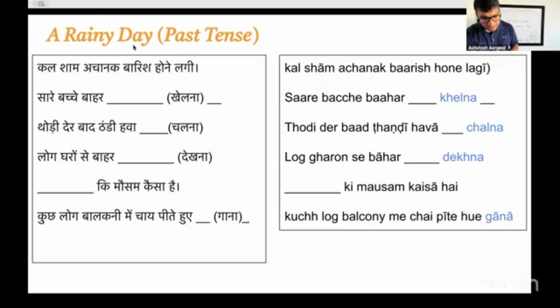Okay. Michael from Germany, you want to read the first one? Sure. सारे बच्चे बाहर खेलने लगे. खेलने लगे. Beautiful. And why लगे? Because the children, बच्चे, is in plural. Yeah. And what does it mean? All the kids started playing outside. Yes. Beautiful. Himaniji, you do the next one.